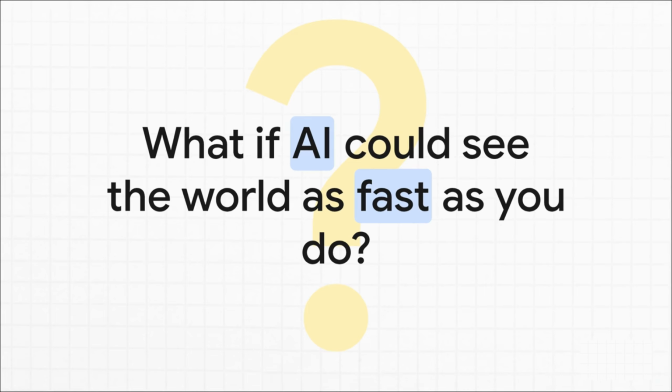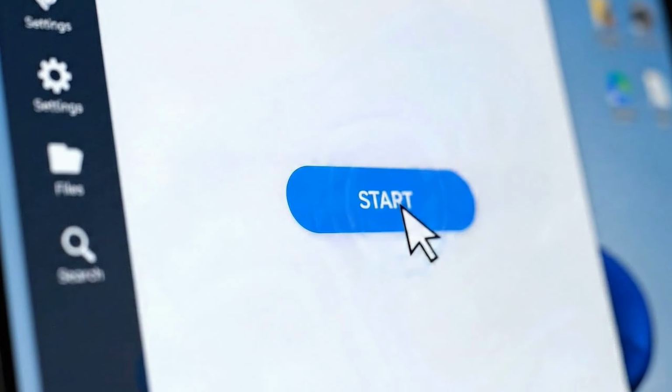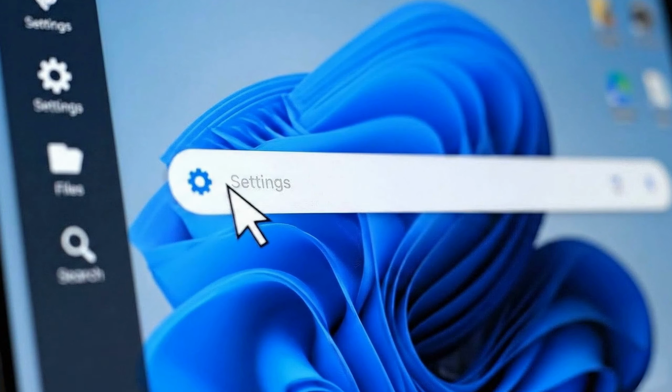I want to start with a question that kind of gets to the very heart of this whole thing, a huge challenge in AI. Just think about it. What if AI could see the world as fast as you do? I mean, for an AI to be a truly useful assistant, it has to perceive and react to what's happening visually in real time, right?